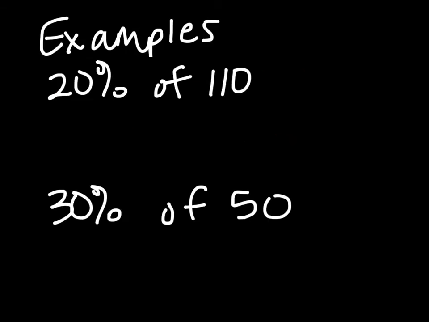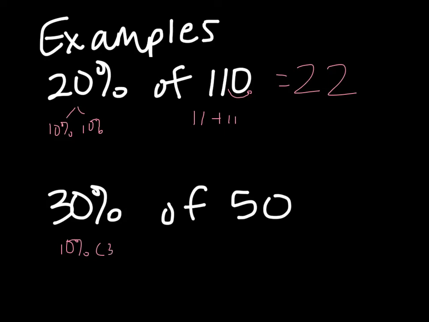So 20% of 110. 20% is two 10%s. And 10% of 110, move the decimal, is 11. So 11 plus 11 is 22. Okay, 30% is 10% times 3. So 10% of 50, move that decimal point one place, is 5. And 3 of those is going to be 15.